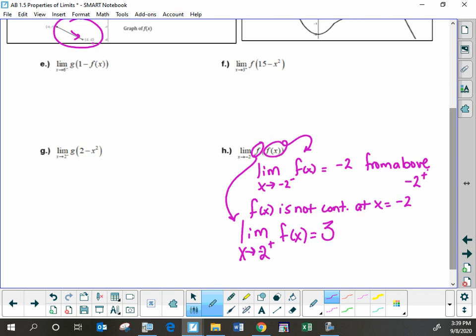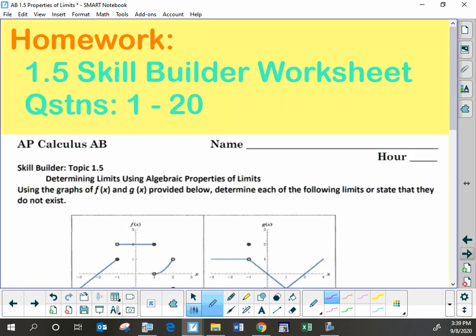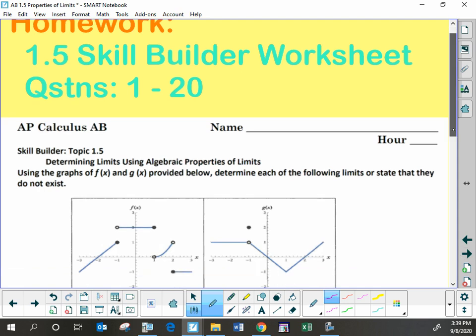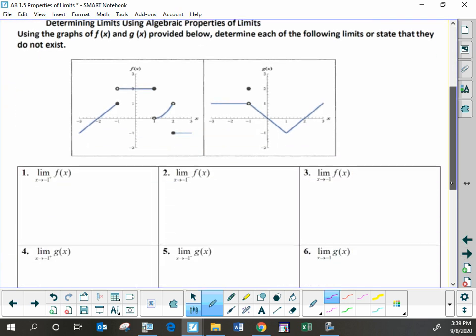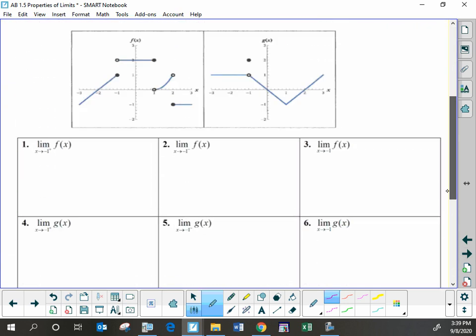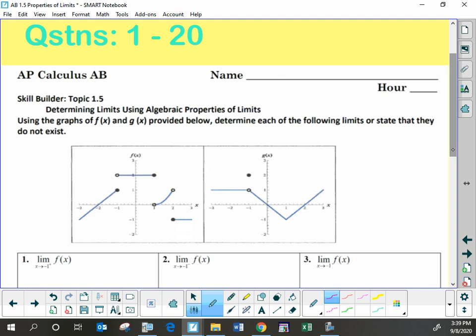Okay, there we go. The homework that you're going to work on is the Skill Builder worksheet. I think there's 20 questions. Some of them will be easy and then some will get difficult, like what we just worked through. Good luck.